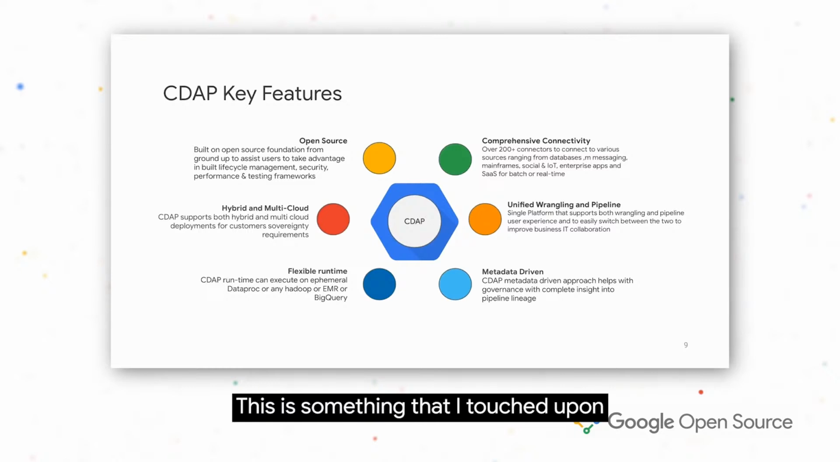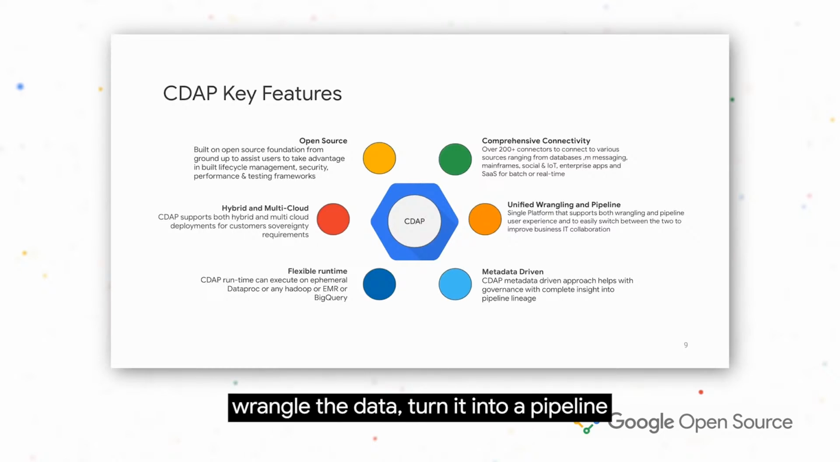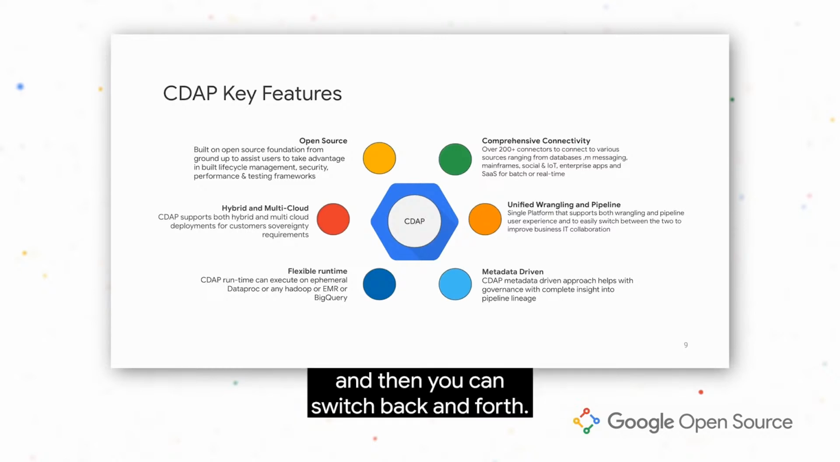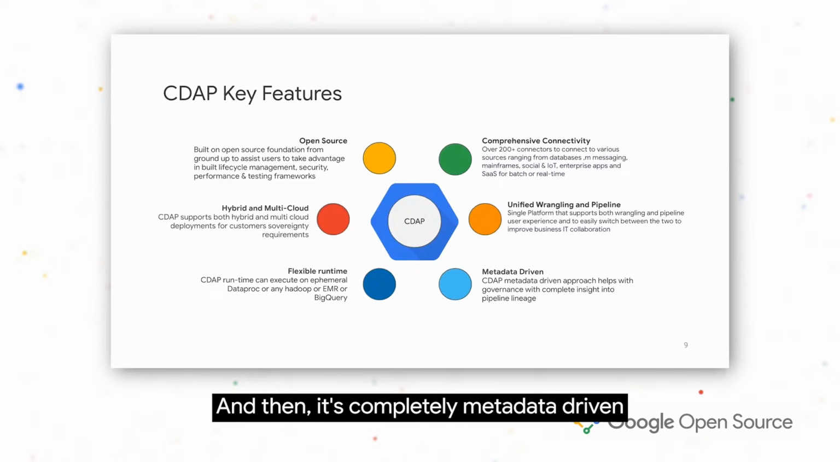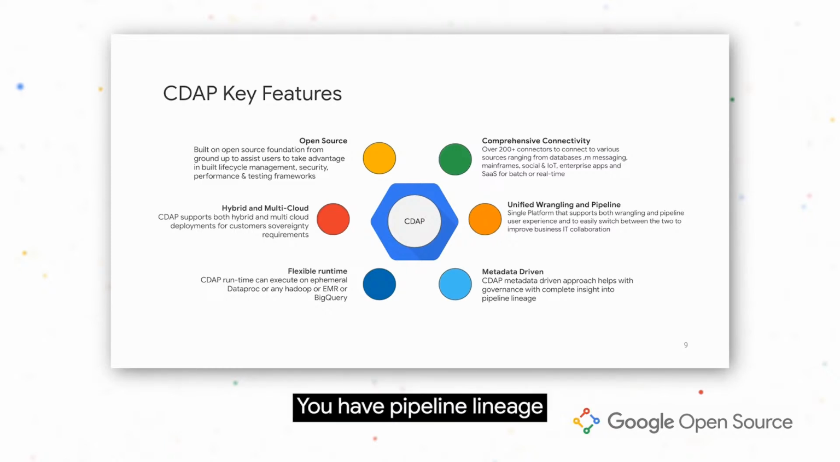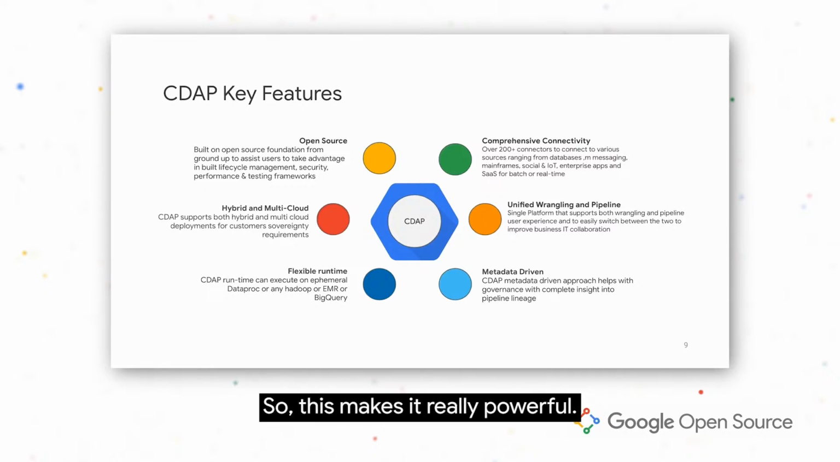This is something I touched upon: business IT collaboration. A data analyst can look at the data, wrangle it, turn it into a pipeline, hand it over to a data engineer or an ETL developer, and then you can switch back and forth. It's also completely metadata driven, which means you have governance controls. You have pipeline lineage, which tells you where the data is coming from and where it is going. This makes it really powerful.